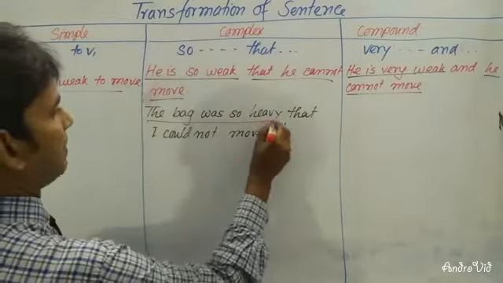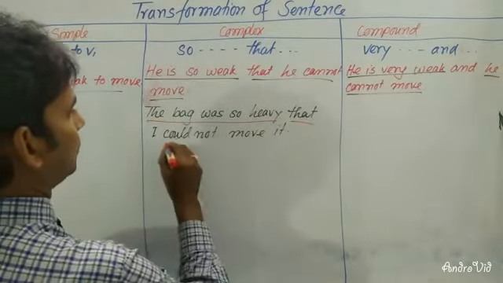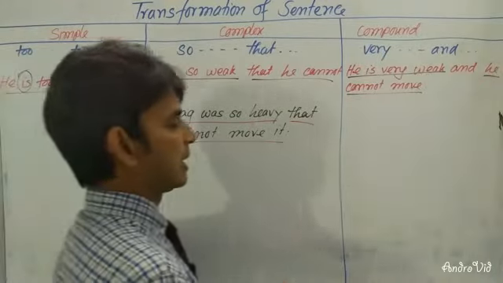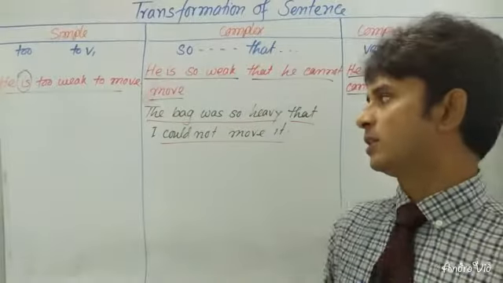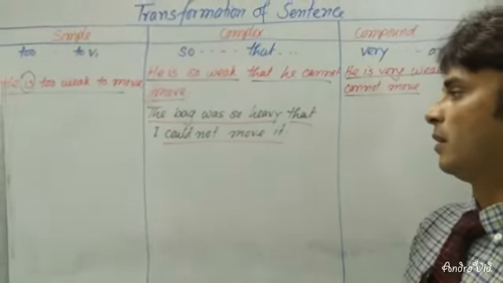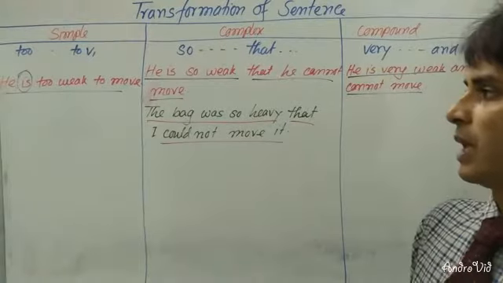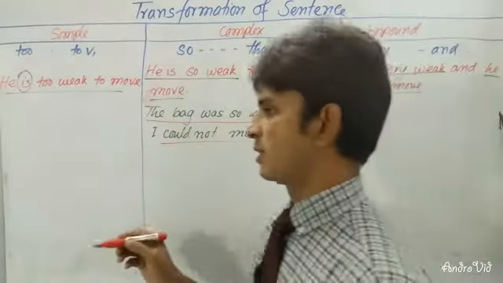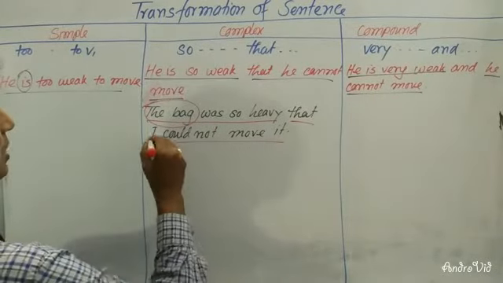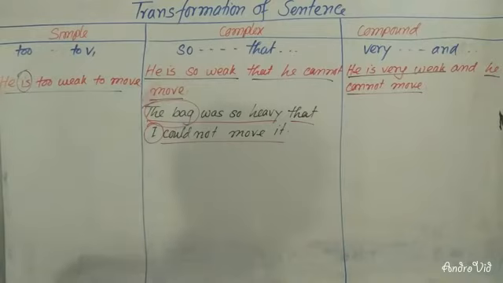The bag was so heavy that I could not move it. "The bag was so heavy" is the independent clause, and "that I could not move it" is called the dependent clause. The two subjects are different. You can see that the first subject is the bag and another subject is I. So there are different subjects. Now I'm going to make you understand how you can change it if you have different subjects in a complex sentence.